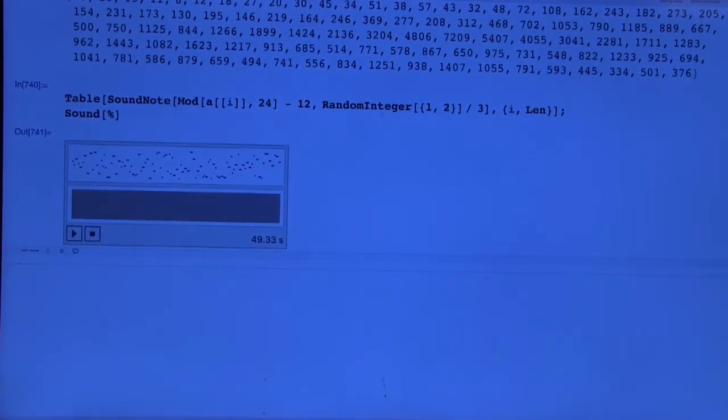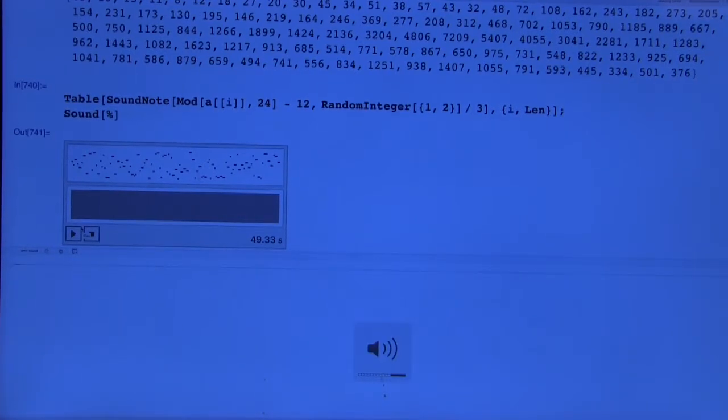Oh, and just for fun, I made the notes of random length. They can either be 1 beat or 2 beats long, and then actually divided by 3, so 1/3 of a beat and 2/3 of a beat. Okay. So here's what. Sorry, let me start that again.